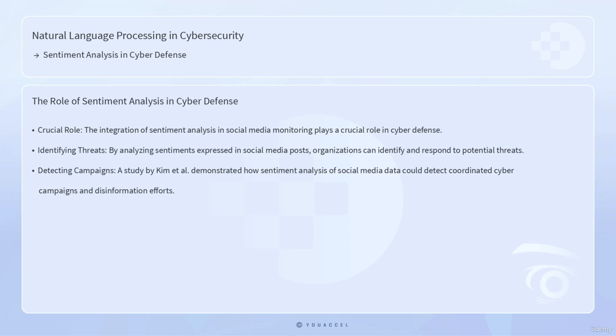For example, a study by Kim et al. demonstrated how sentiment analysis of social media data could detect coordinated cyber campaigns and disinformation efforts, enabling timely countermeasures and preserving the integrity of online spaces.